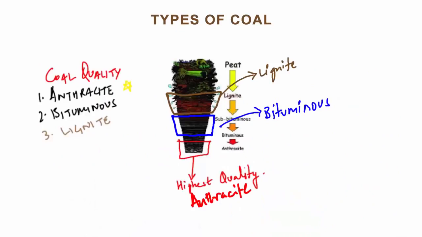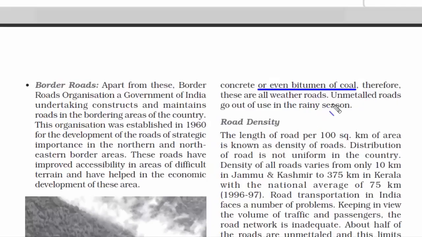So in the previous chapters we have read about the different types of coal. In the order of quality, they are anthracite, bituminous and lignite. So bituminous is the second best coal. Anthracite is of the highest quality. Bituminous coal has high heating capacity.